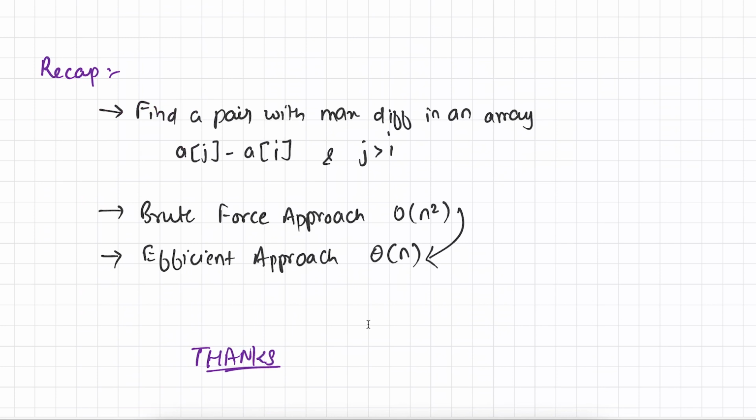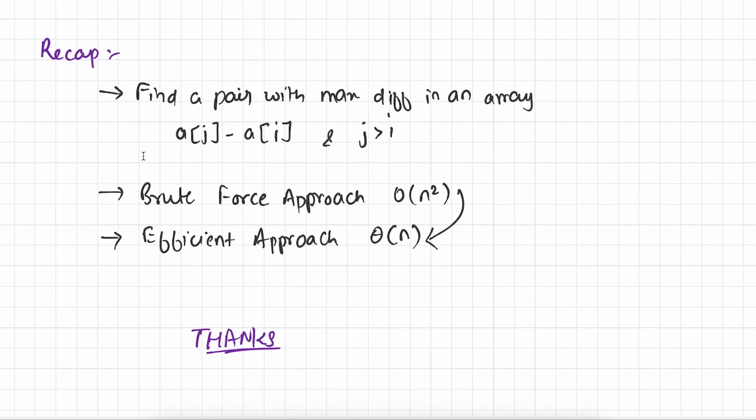Now before we end this video, let's have a quick recap of what we have learned so far. So we are given a problem, and in this problem we are given an array and we have to find a pair with maximum difference in an array such that j is always going to be greater than i, and we have to calculate the difference by subtracting a of i from a of j. To solve this problem, we saw the brute force approach, and in this approach the time complexity came out to be big O of n square. And after the brute force approach, we saw the efficient approach to solve this problem, and in this approach the time complexity came out to be theta of n.